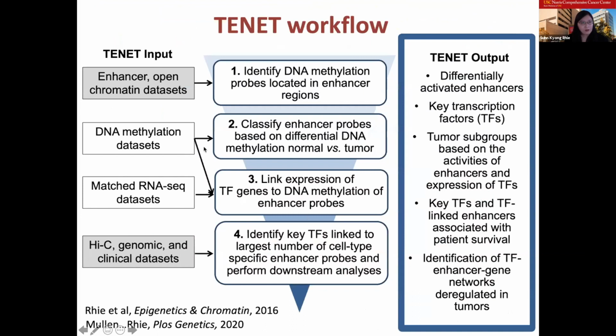So how TENET works is that instead of using enhancer open chromatin data from tissues, you can use the TENET database, or if you have ChIP-seq data from related cells, you can include those, and then identify DNA methylation CpG site probes located in enhancer regions. Next, TENET compares DNA methylation levels between normal and tumor and identifies differential DNA methylation sites, including the hypomethylation sites, which we mean as the tumor-specific enhancers. And then we use the RNA-seq data from matched samples. Most TCGA data have matched RNA-seq data. Using those, we are able to identify transcription factors whose expression levels are associated with DNA methylation changes of those enhancers. TENET performs those assays for all genes and all enhancers, and identifies key transcription factors that are linked to many cell type specific enhancers.